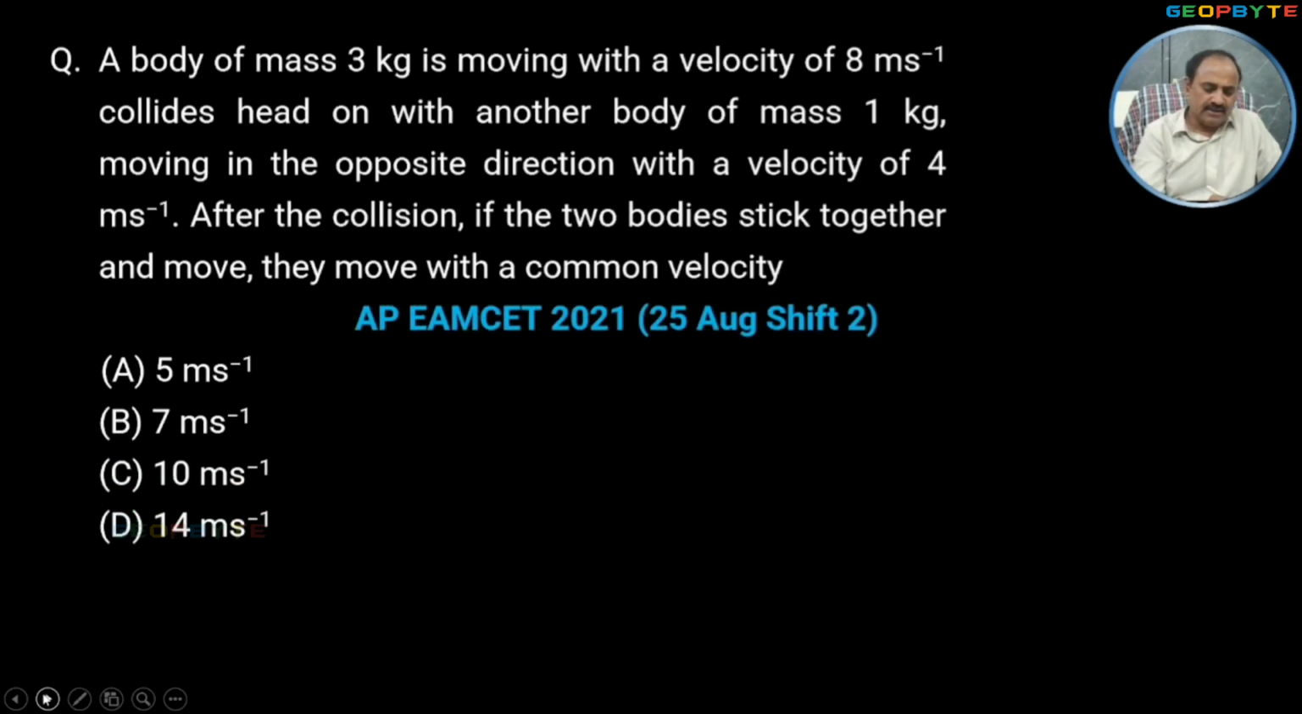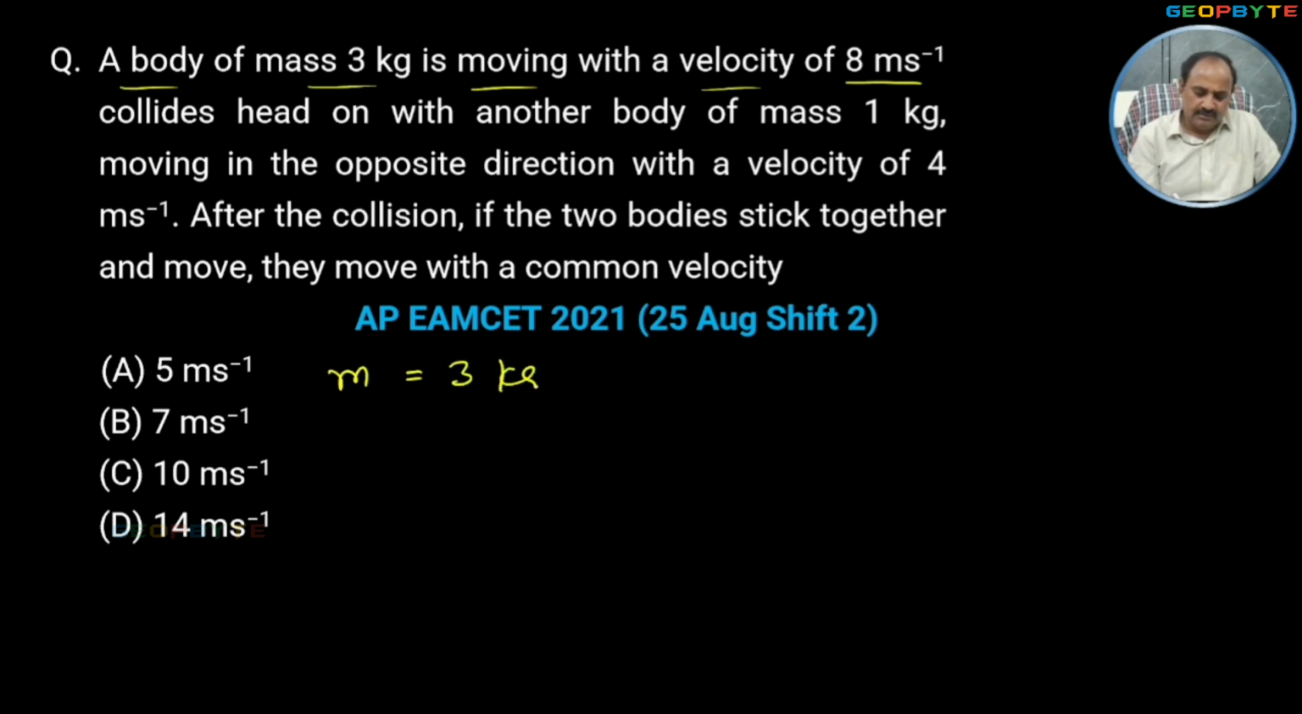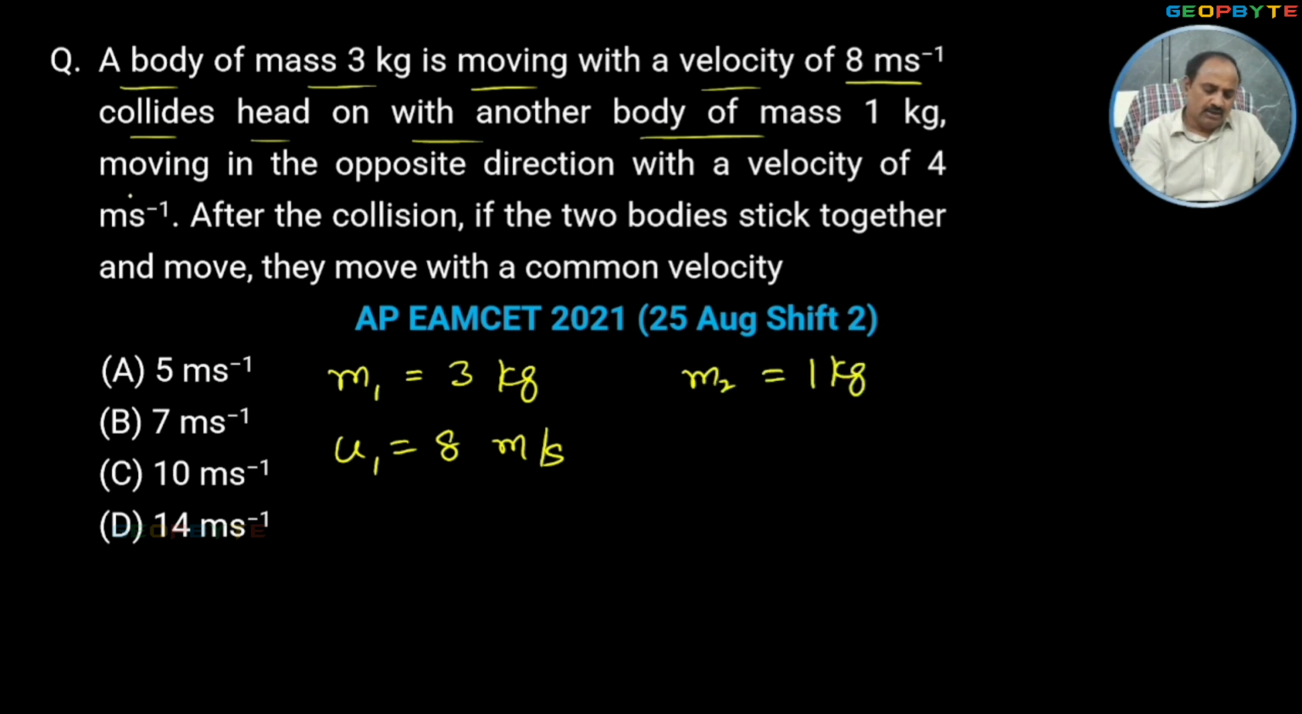Similarly, look at another important problem. A body of mass 3 kg moving with a velocity 8 meter per second. It is given that mass of a body m equal to 3 kg moving with a velocity u equal to 8 meter per second collides head on with another body. Then you can say this is m1, u1. Another body of mass m2 equal to 1 kg moving in the opposite direction with a velocity of 4 meter per second. Then u2 equal to 4 meter per second.